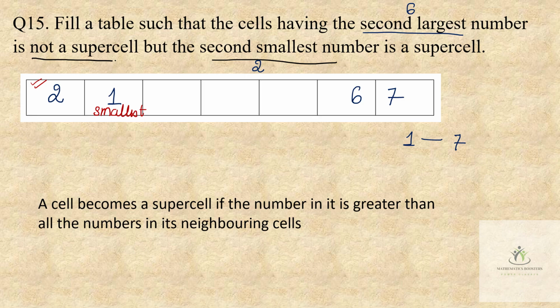Now you can use any number in between: 3, 4, 5. This is my second largest, and this is not a supercell because this 7 is greater than this. On the other hand, this is my second smallest number, and this becomes a supercell because the neighboring cell has a number which is smaller than this. So this is my answer.